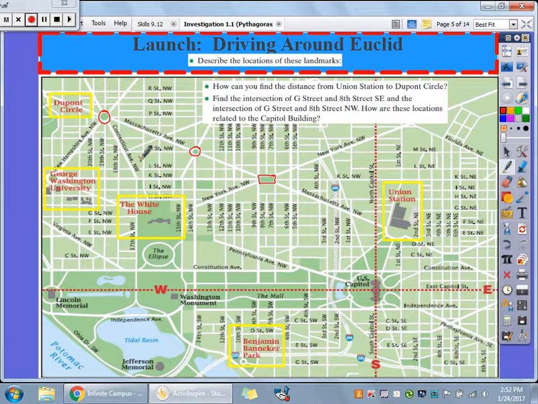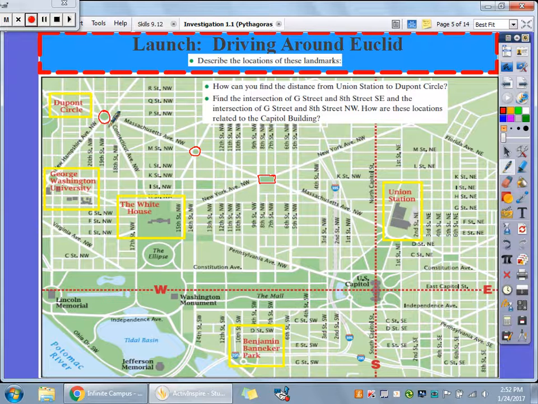But anyway, when we talk about describing the locations of these landmarks, in order to give an accurate description, you can't just say DuPont Circle is on Massachusetts Avenue, because Massachusetts Avenue goes a really, really long way, and there's more than one circle along it. So which one is DuPont Circle? Well, you have to be more specific. You have to talk about how it's where New Hampshire Avenue Northwest and Massachusetts Avenue Northwest and Connecticut Avenue Northwest intersect.